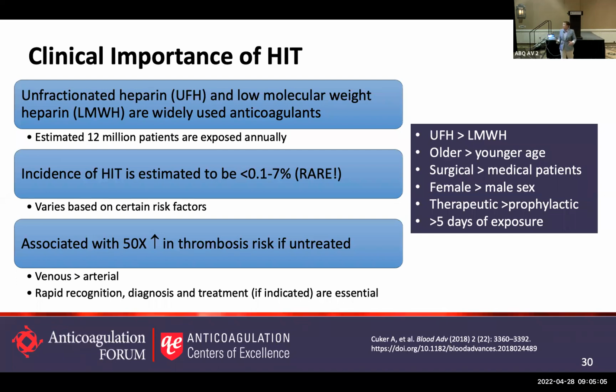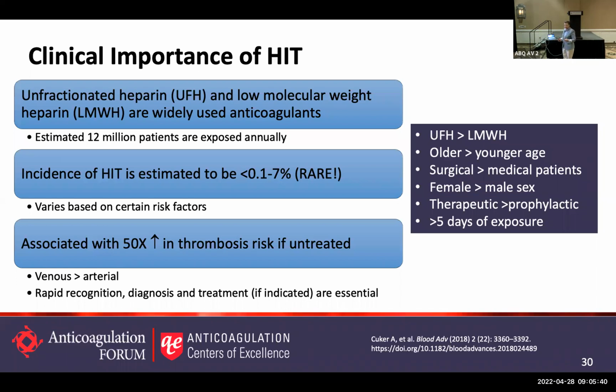Now, think about it. There are lots of patients who get exposed to heparin and low molecular weight heparin, about 12 million patients a year. But HIT is rare. It's a zebra. Don't look for the zebras, right? Look for the horses. But if you do suspect this, you've got to get on top of it quickly and do an appropriate workup. Because if not, your patient's at about 50 times higher risk of having a thrombotic event than if they didn't have HIT. This happens more often on the venous side. So we want to watch the platelets, particularly in the first 2 weeks.